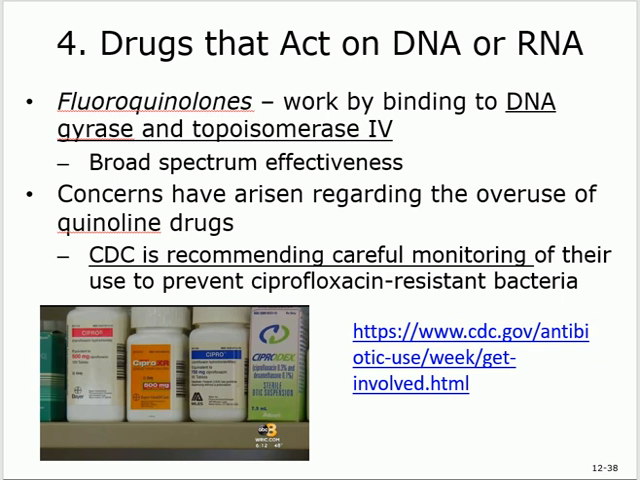This is something related to the replication. Okay, this is a broad spectrum, and CDC recommended that we should monitor the fluoroquinolones, specifically ciprofloxacin. Ciprofloxacin is one of the fluoroquinolones, and there is a lot of resistance now to that. So they say you have to be careful about using this. There is a lot of resistance coming. It's the same as they said for penicillin. You have to be careful with penicillin.